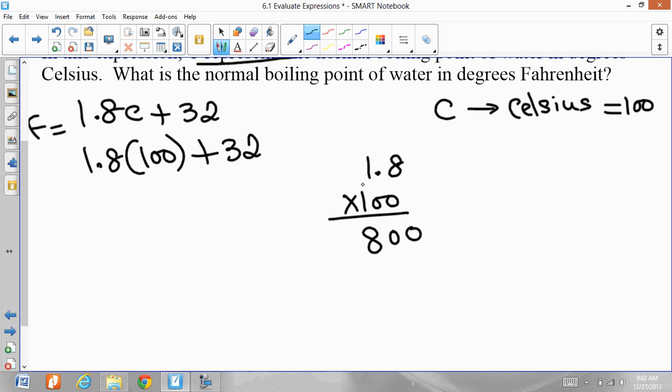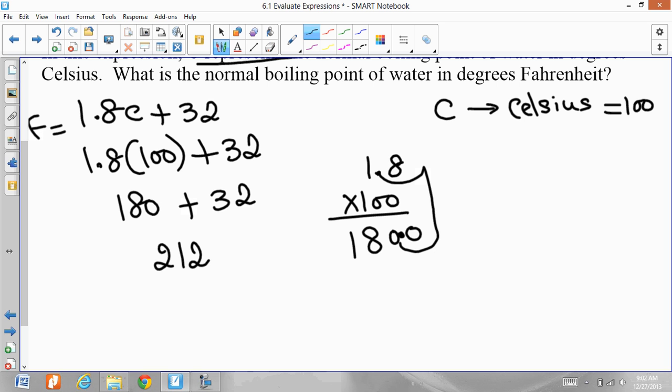1 times 8 is 8. 1 times 1 is 1. Move the decimal point once, bring it down, bring it back in. So this is going to be 180 plus 32. 180 plus 32 adds up to 212 degrees Fahrenheit.